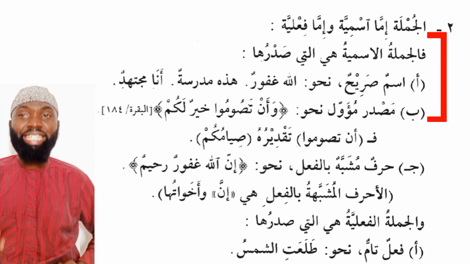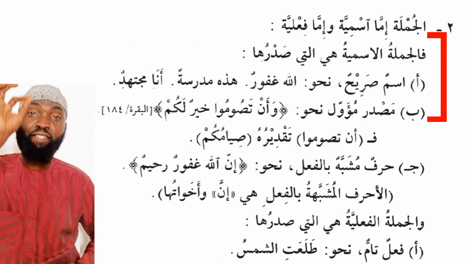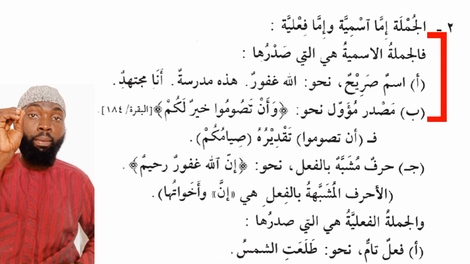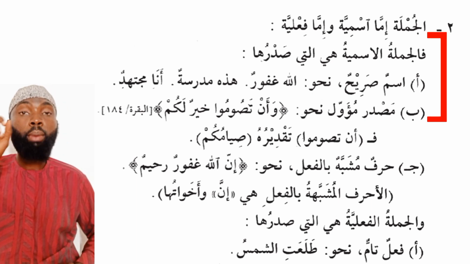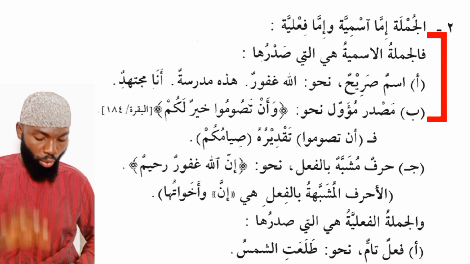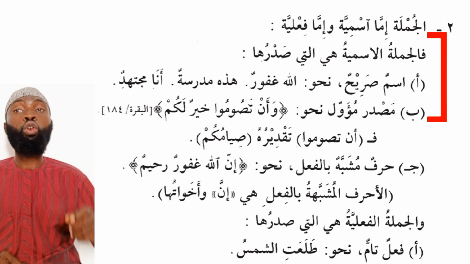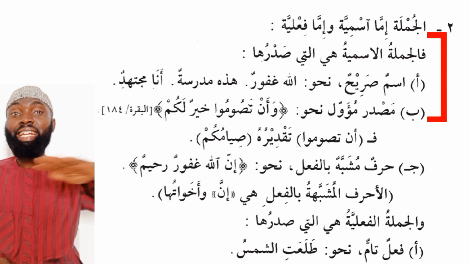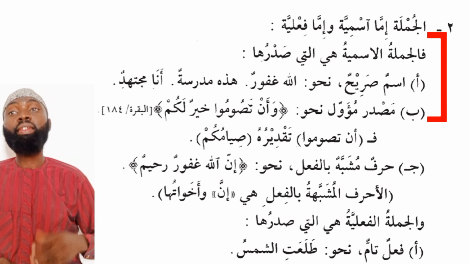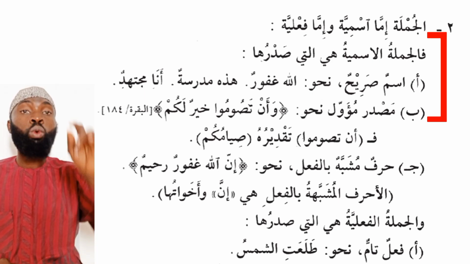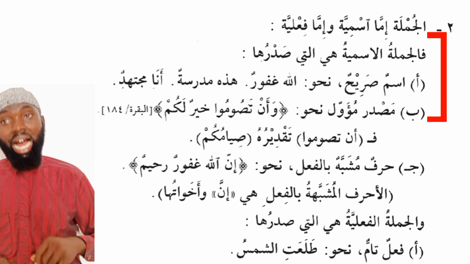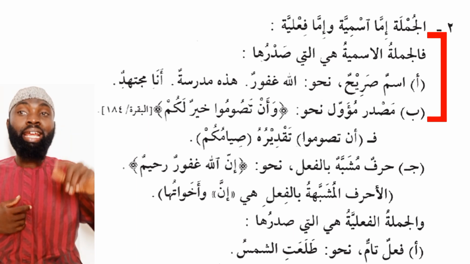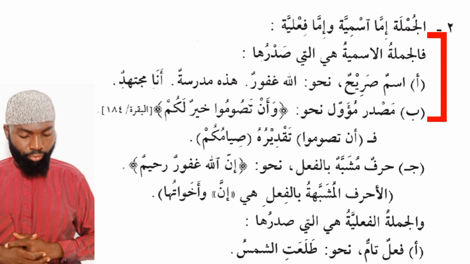Number one, اسم صريح, a plain noun. A nominal sentence is the one which begins with, number one, a plain noun. An example is Allahu Ghafurun. Allah is all forgiving. The word Allah is a plain noun, so we all know. Hadhihi madrasatun. This is a school. The word hadhihi is also a plain noun. Ana mujtahidun. I'm hard working. The word I there is also a plain noun.